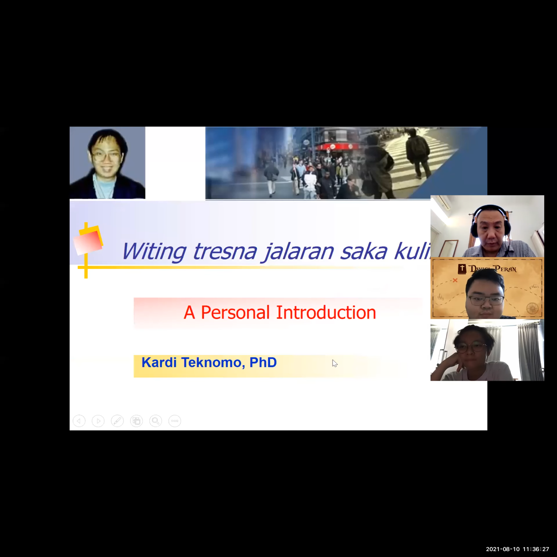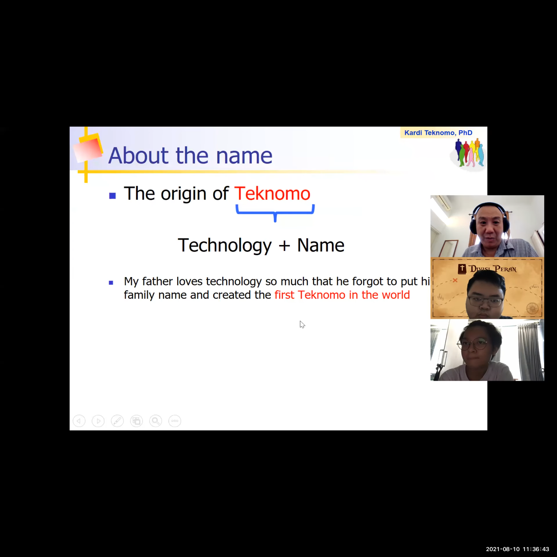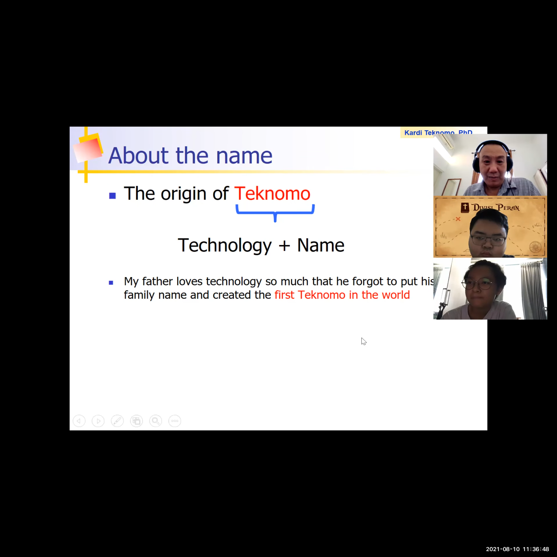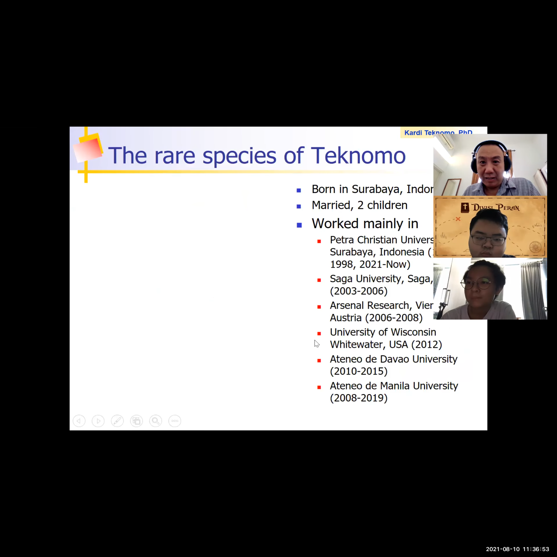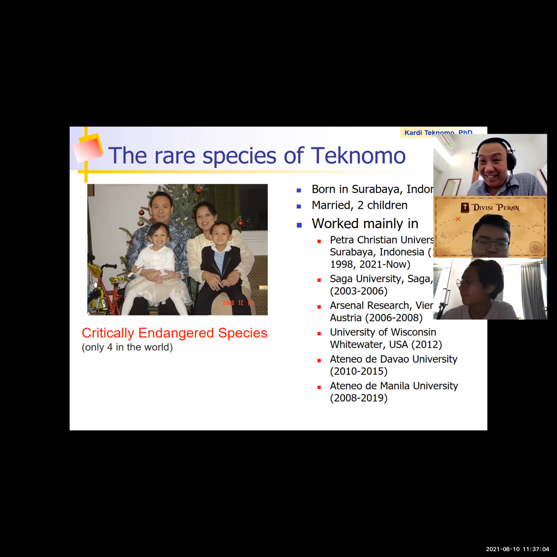So my name is Karthik Tekno. So I hope by knowing a little bit about me, you will love me. Okay, so I'm the first Technomo in the world. My father loved technology so much that he forgot to put his own name or family name. So yeah. So I make an autobiography of my father and I was born in Surabaya. I'm married with 2 children. Now we have 4 Technomos in the world, so we are really critically endangered species.